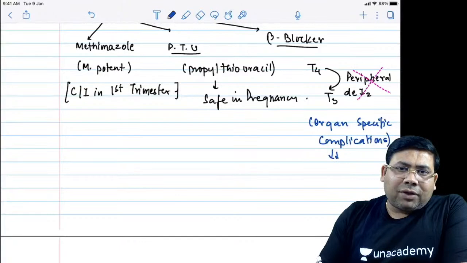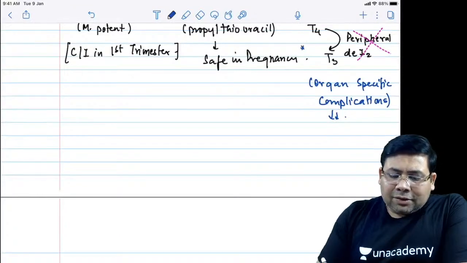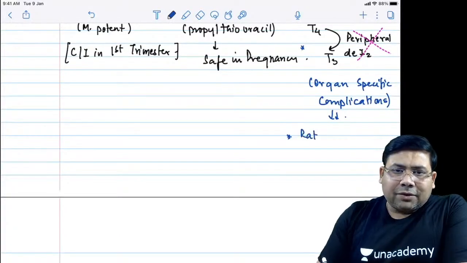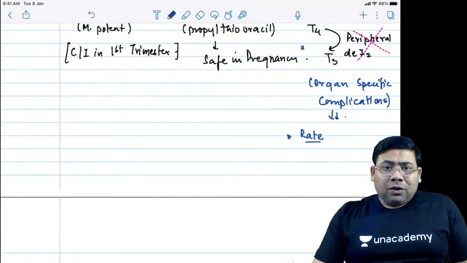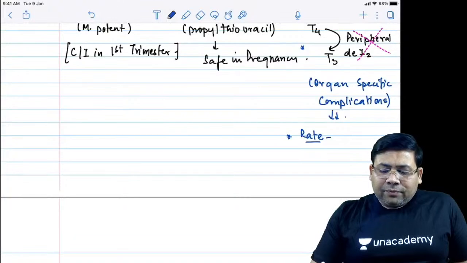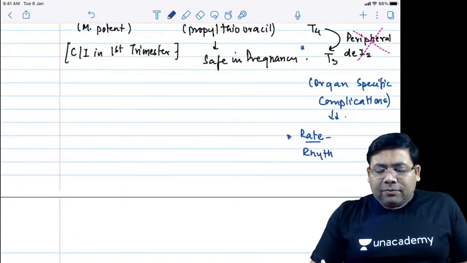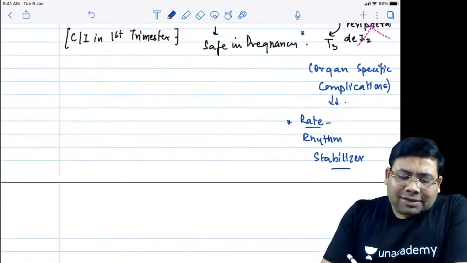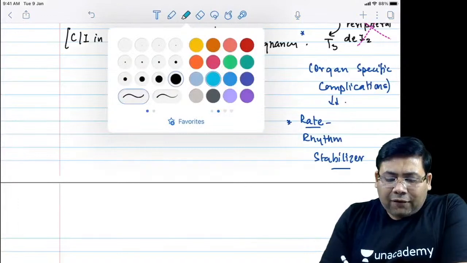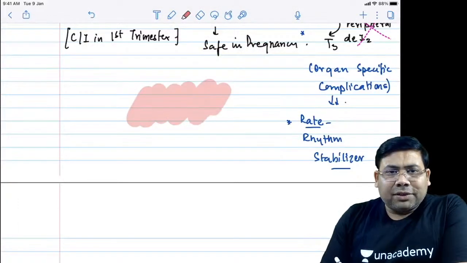The second important thing is, it is also a rate and rhythm stabilizer. You know that many patients have palpitation, they will develop arrhythmia. So rate and rhythm stabilizer. This is very, very important. Next is, there are certain cases when you need intervention in an emergency.